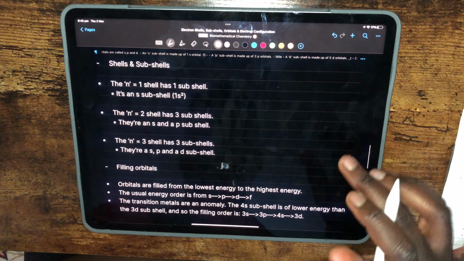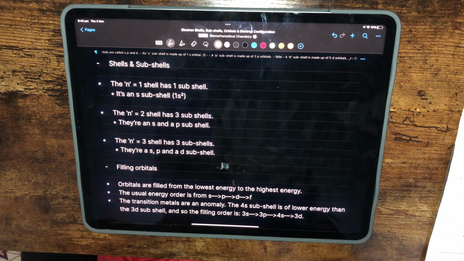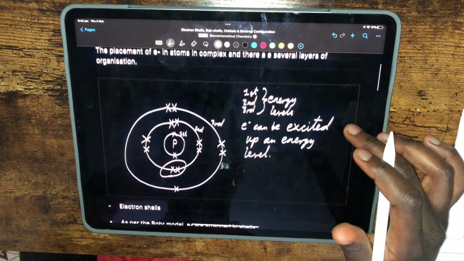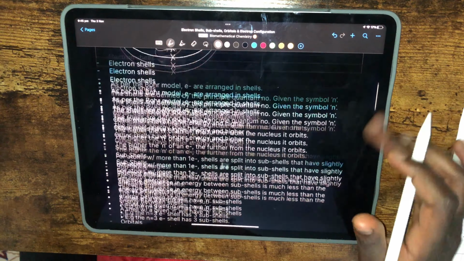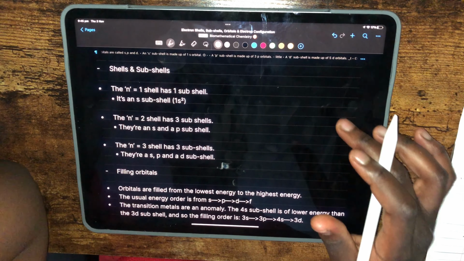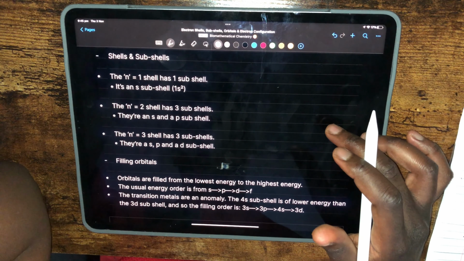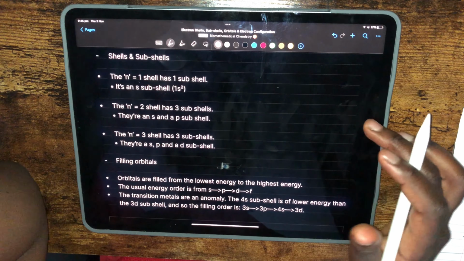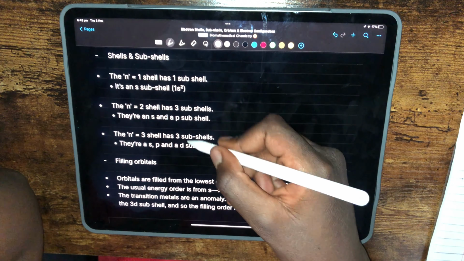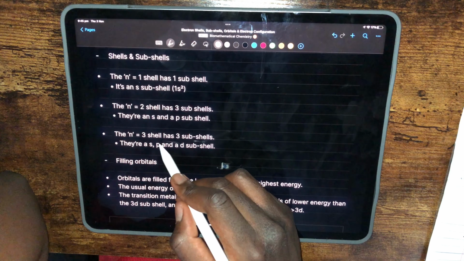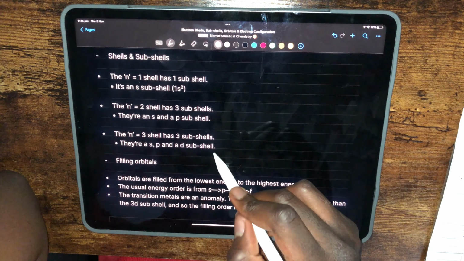Shells and subshells. So n equals 1 is for the first shell here. You only have the s orbital, and it'll just be 1s2. It's a shell with just an s subshell, and then we have n equals 2 shells. It has an s and a p subshell. I'll probably explain this better when you see it again. I'll come back to it so it makes more sense. But n equals 3 shells has 3 subshells, an s, a p, and a d subshell.